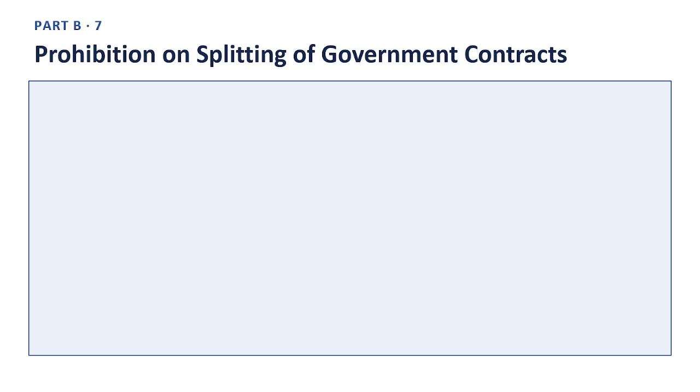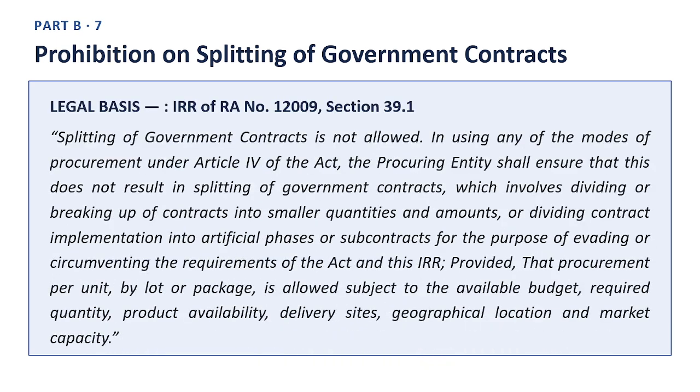Next slide. Prohibition on splitting of government contracts. Here is the legal basis, quoting directly from the Implementing Rules and Regulations of Republic Act No. 12009, Section 39.1. Quote. Splitting of government contracts is not allowed. In using any of the modes of procurement under Article 4 of the Act, the procuring entity shall ensure that this does not result in splitting of government contracts, which involves dividing or breaking up of contracts into smaller quantities and amounts, or dividing contract implementation into artificial phases or subcontracts for the purpose of evading or circumventing the requirements of the Act and this implementing rules and regulations, provided that procurement per unit by lot or package is allowed subject to the available budget, required quantity, product availability, delivery sites, geographical location and market capacity.